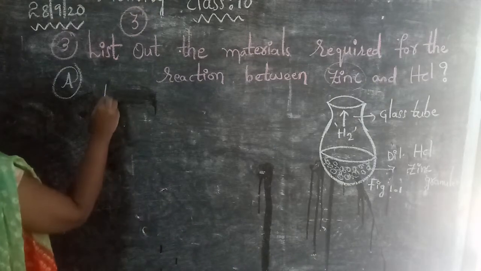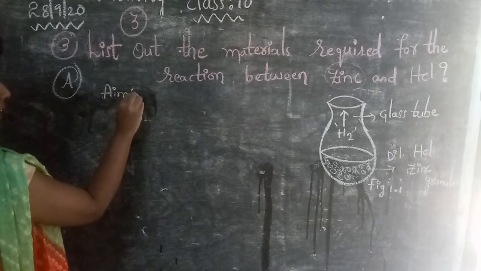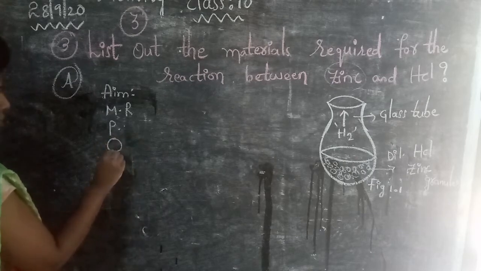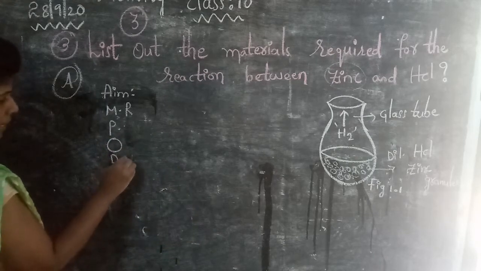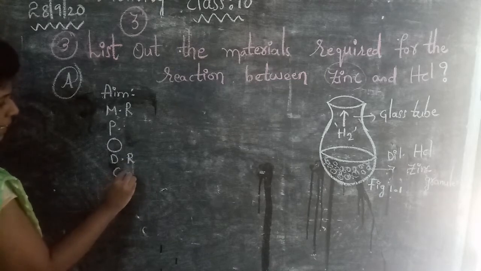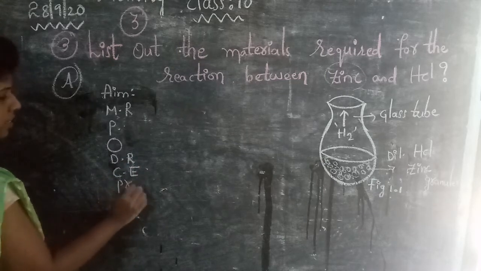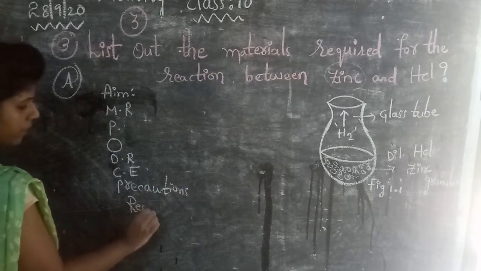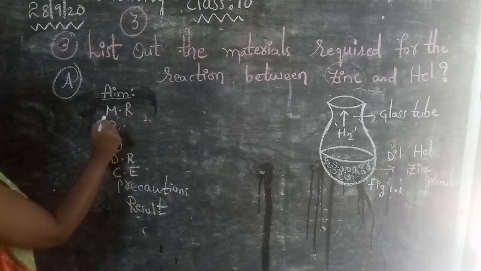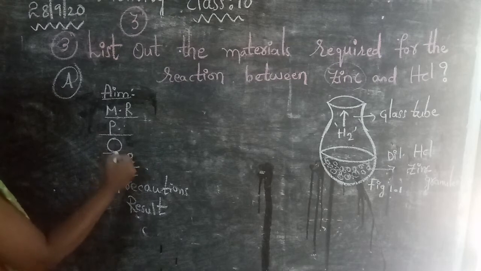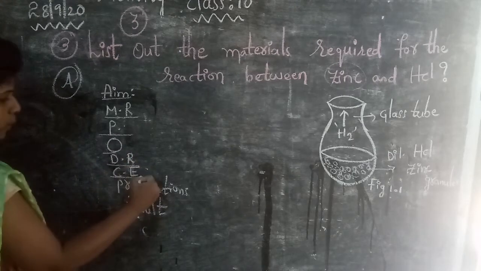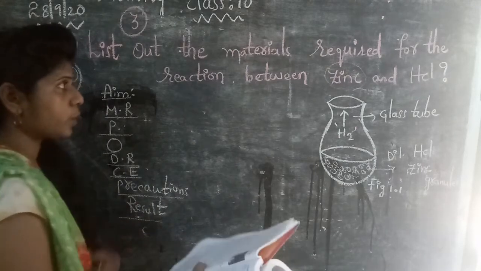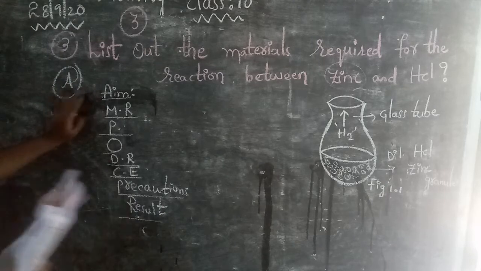What is the procedure I told? For every activity we must follow the same thing. First one is aim. Second one is materials required. Third one is procedure. Fourth one is observation. If a diagram is there, you have to draw the diagrammatic representation. Next one is chemical equation. Next one is precautions. Last one is result. These are the steps you must follow whenever you are performing an activity: aim, materials required, procedure, observation, diagrammatic representation, chemical equation, precautions, result. These are the steps involved during a chemical reaction. We have to write all these relevant steps.